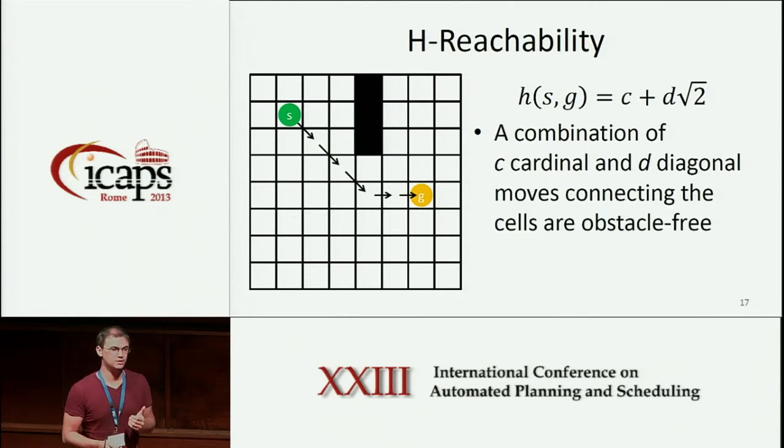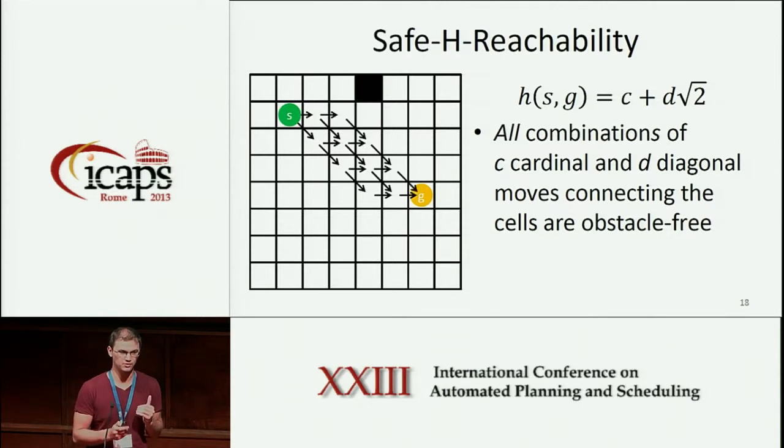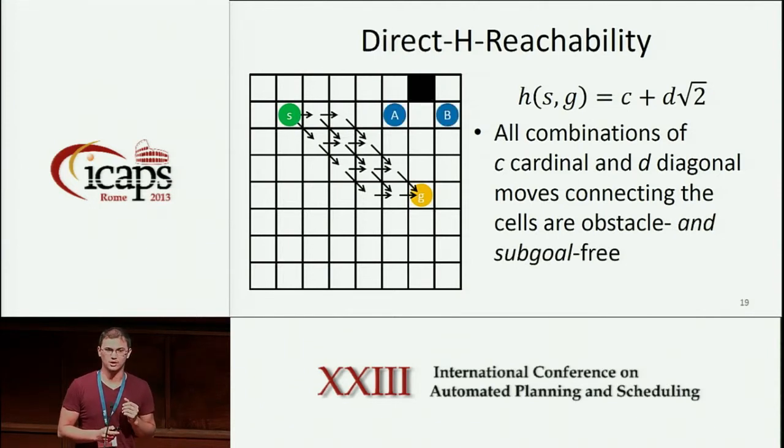Back to the grids, we can rephrase the definition of H-reachability as this: there's a combination of C cardinal and D diagonal moves connecting the two cells that are obstacle-free. This is a setup for the next definition, which is safe H-reachability. Safe reachability requires all combinations of C cardinal and D diagonal moves to be obstacle-free, so in this case, this area shown by the arrows. And our third and last definition is direct H-reachability. It's basically safe H-reachability, but we also don't want any subgoals to be on this area.